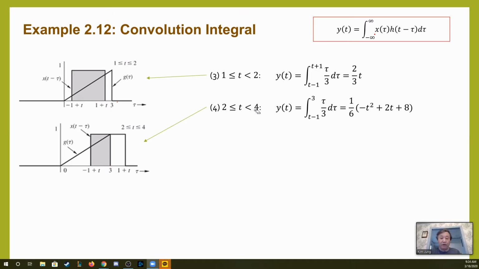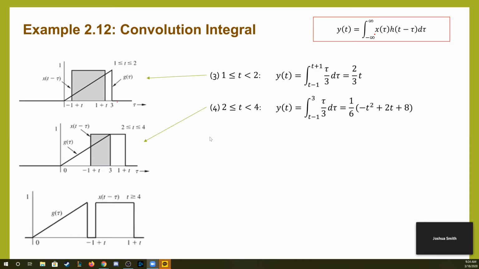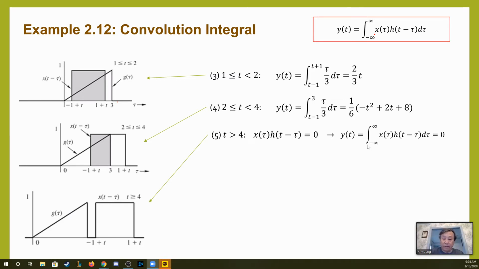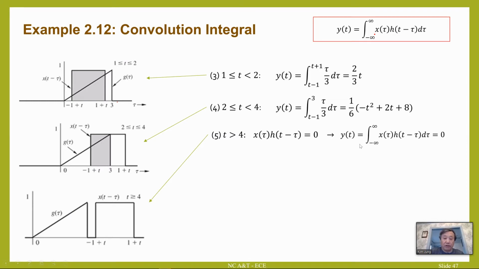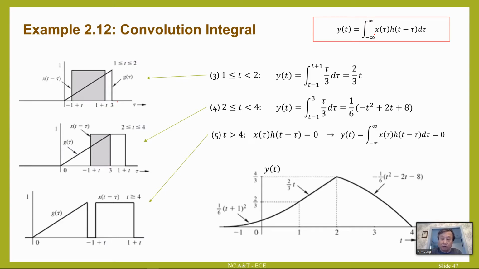Completely outside, then it's going to be 0. So the first range is minus 1 to 1, the second is 1 to 2, and the third is 2 to 4. So we're going to graph it.